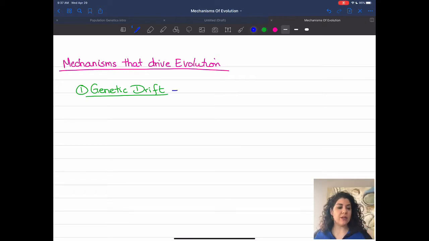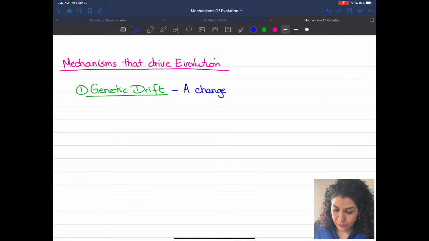Genetic drift is a change in frequencies that can happen by chance in small populations. So when we do have a really large population, genetic drift is not going to have an effect. Okay, so genetic drift is a change in, I'm just going to say frequencies, but that can be allele frequencies, genotype frequencies, or phenotype frequencies. So a change in frequencies in how often those things show up in a population.